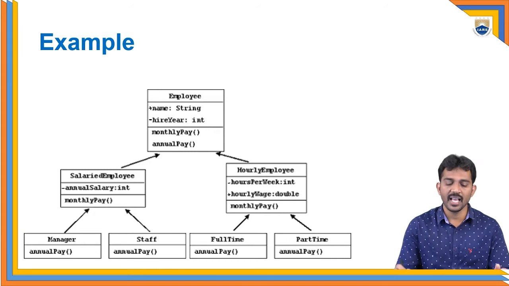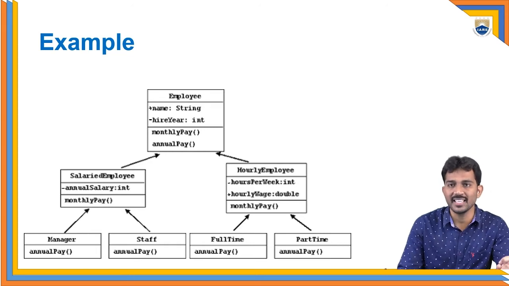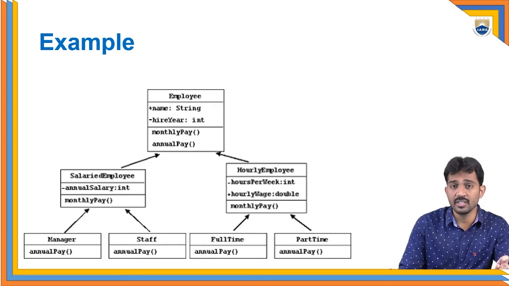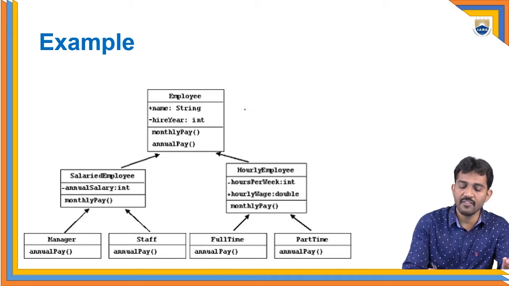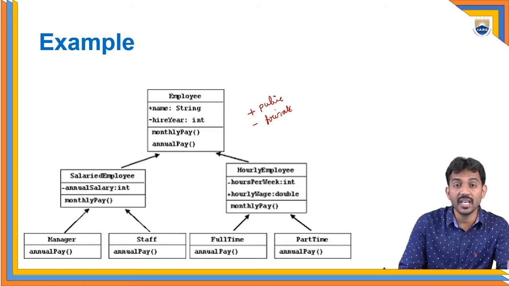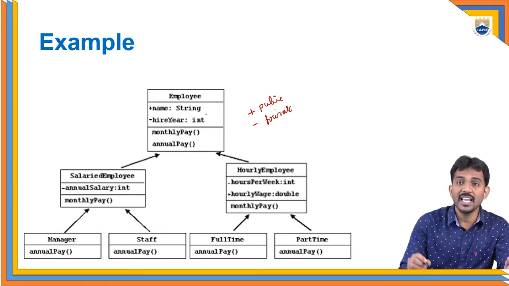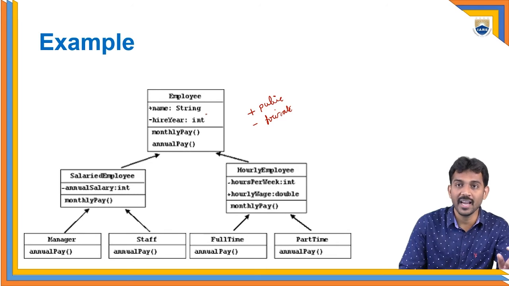If you consider the Employee class, it contains two variables. The first one is the name and the second one is the hiring year. See, here plus and minus symbols are there. What is the meaning of plus and minus? A variable name with plus is called a public variable. A variable name with minus is called a private variable. You know already, public means we can access it from anywhere. Private means we can access it only within the class. That is the purpose of private and public. If you observe, the name variable is public and hiring year is a private variable.